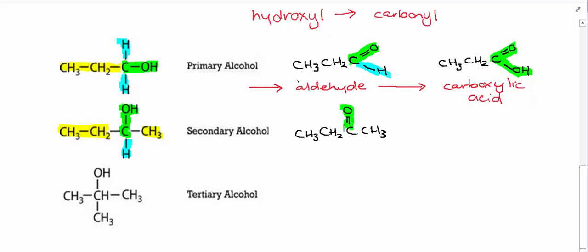Now you'll notice in this situation our carbonyl is within the chain, so it's not in a terminal position. When we have a carbonyl placed like that, what we actually have is a ketone. We'll also notice in this situation there are no more hydrogens attached to that carbon, so it cannot undergo further oxidation.